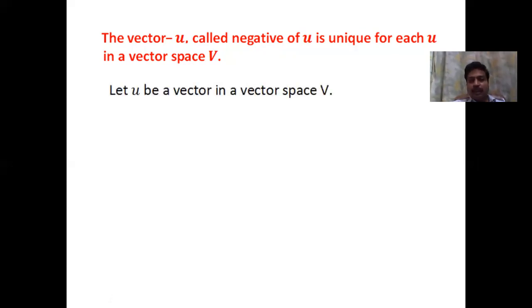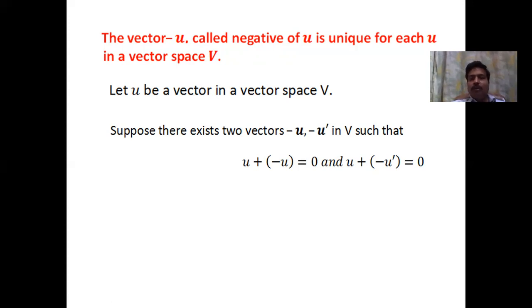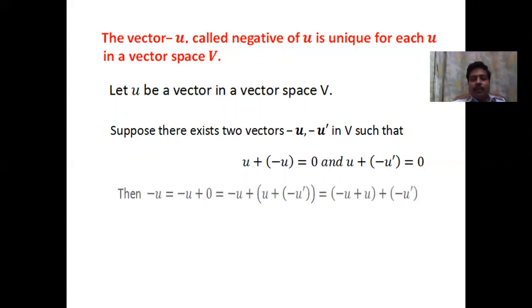First, let us take a vector in our vector space V. Let that be U. And suppose there exist two vectors, minus U and minus U dash, in V, such that U plus minus U is equal to O and U plus minus U dash is equal to O. So we have taken two negatives. If these two are negatives, they hold this property. And then we can say that minus U is equal to minus U plus O. We can add the zero vector to any vector. It does not affect anything. Here, O can be replaced with the first relation.